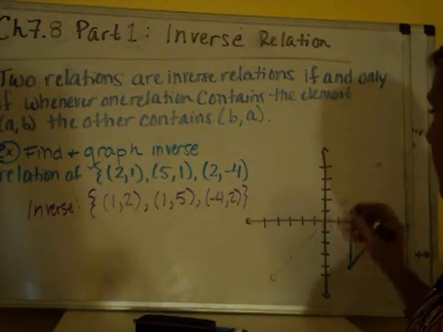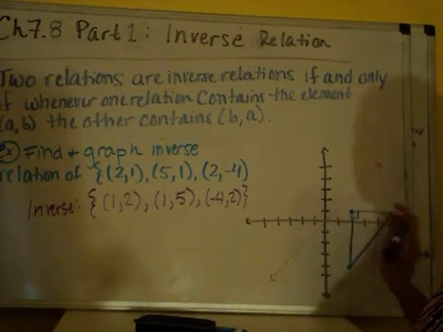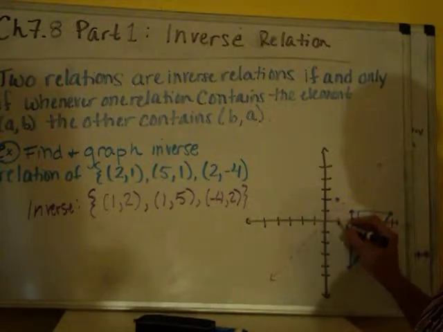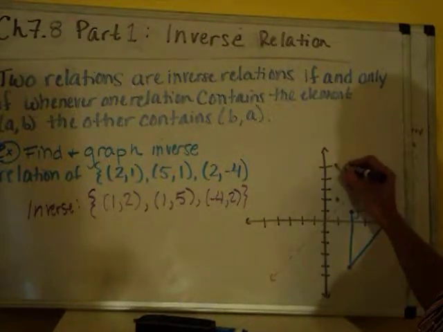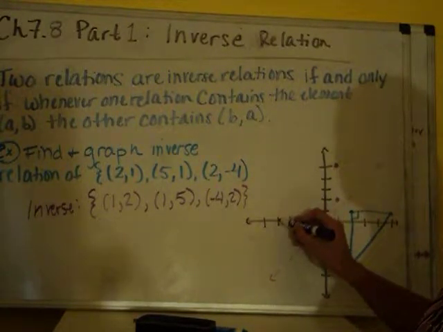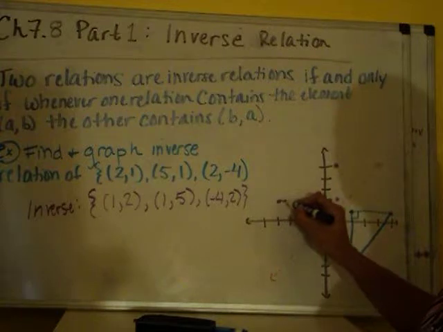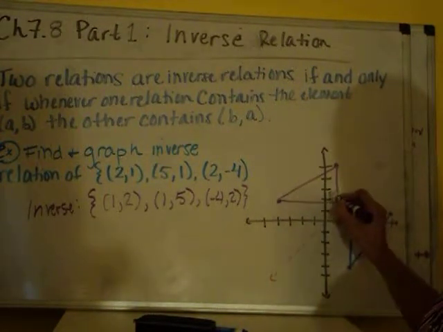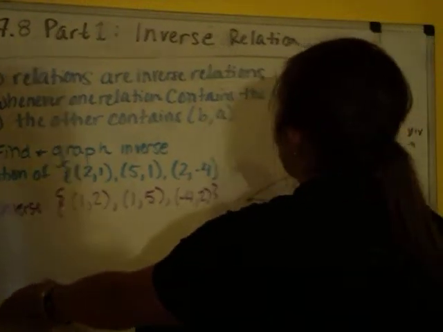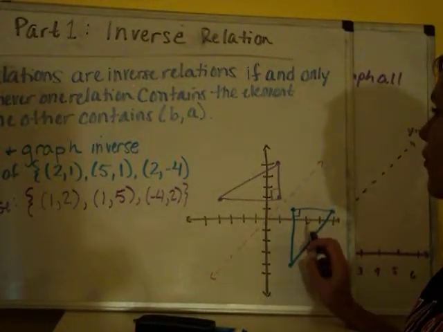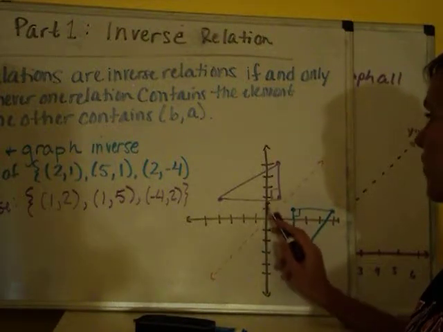Okay? So we come over here, we have 1 on our X, up 2 on our Y, 1 on our X, up 5 on our Y, negative 4 on our X, and up 2 on our Y. Okay, now if you look here, we see the before and after. This is the original, this is the inverse.